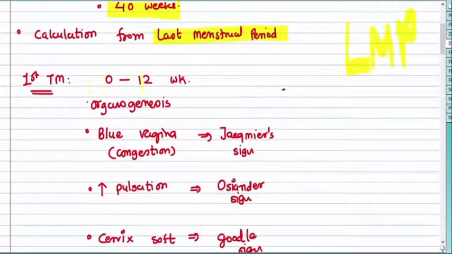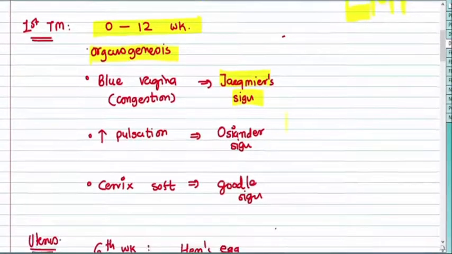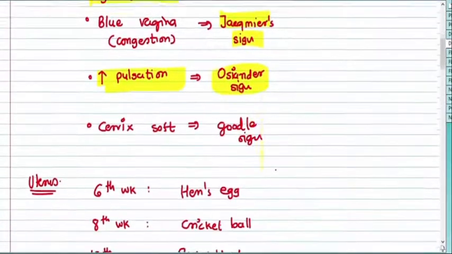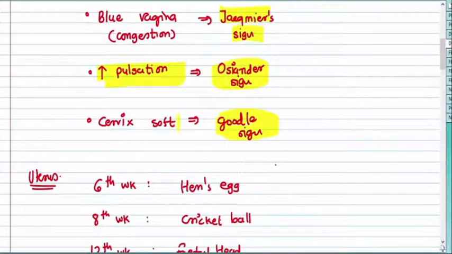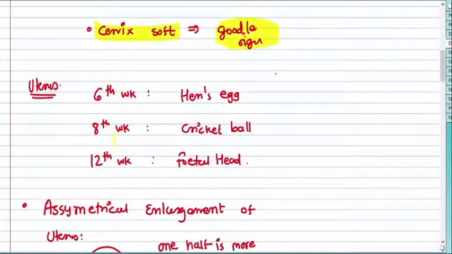Now, the first trimester, which lasts from 0 to 12 weeks, is very important as organogenesis happens in this trimester. There are various signs described in the first trimester, like Jacquemier's sign, which shows a blue vagina due to congestion of vaginal veins, Osiander's sign, which shows increased pulsation in the vagina, and Goodell's sign, which shows a soft cervix.